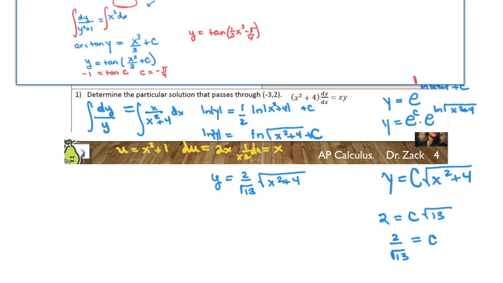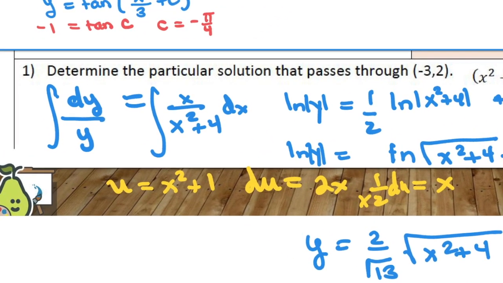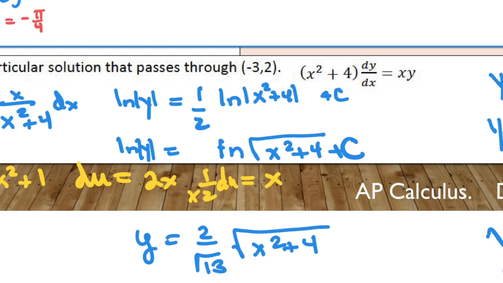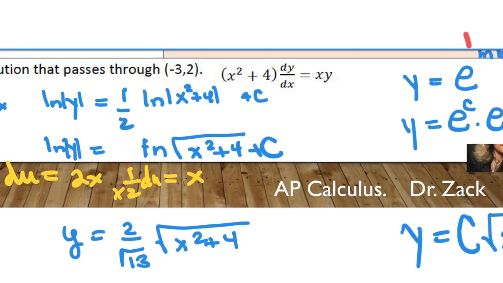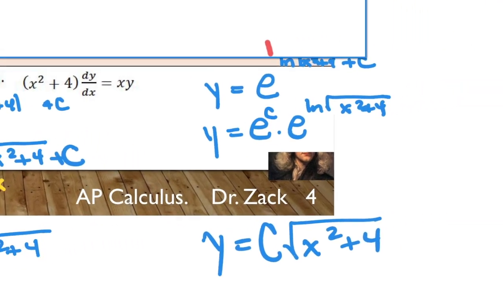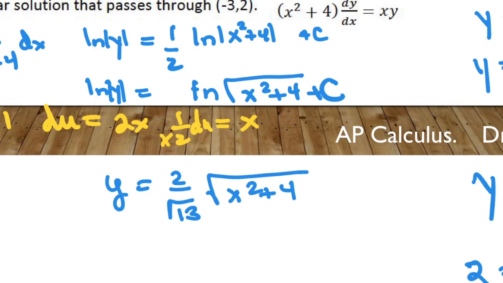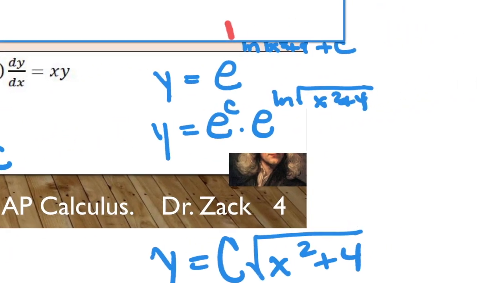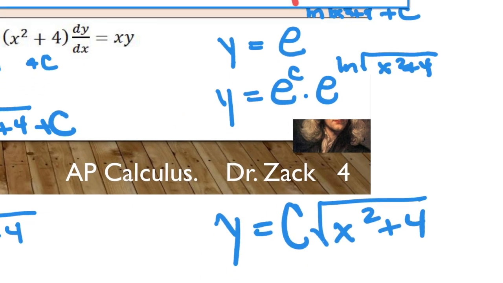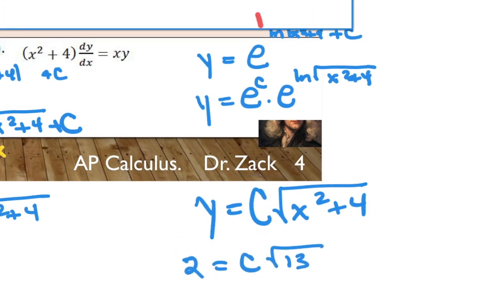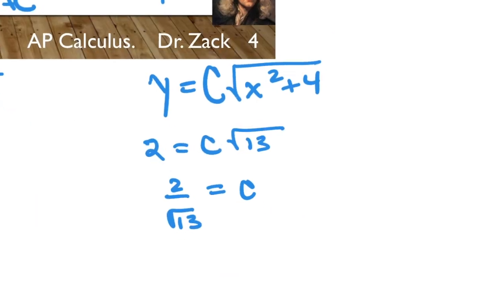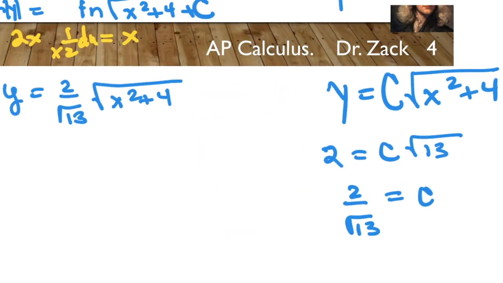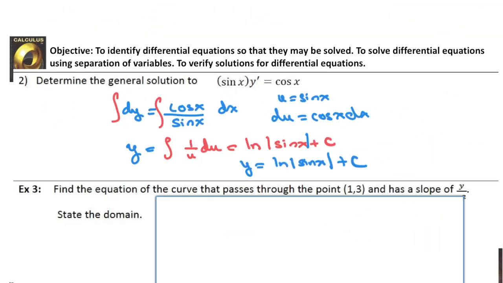So remember to use separation of variables. Then you're going to integrate both sides of your equation. Now, as you integrate this, notice you have the natural log of y on the left side and the natural log of the square root on the right side. So if we were to e both sides, we're going to get y equals e to the c times e to the natural log of that square root function. So this can be simplified, and when you simplify it, you're going to then be able to figure out the c value to write your particular equation.